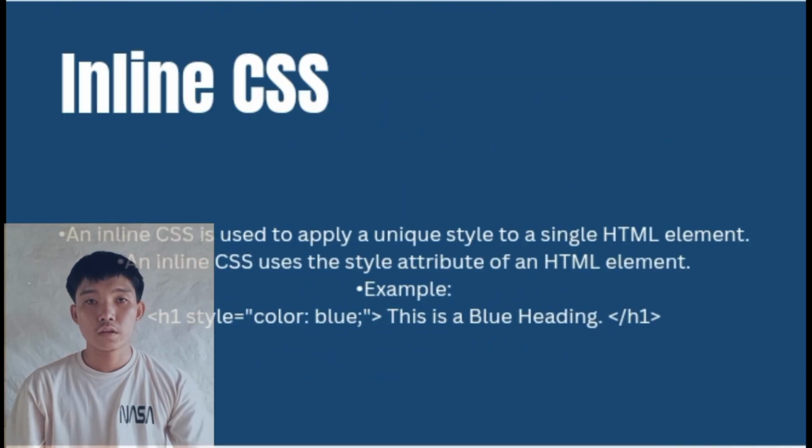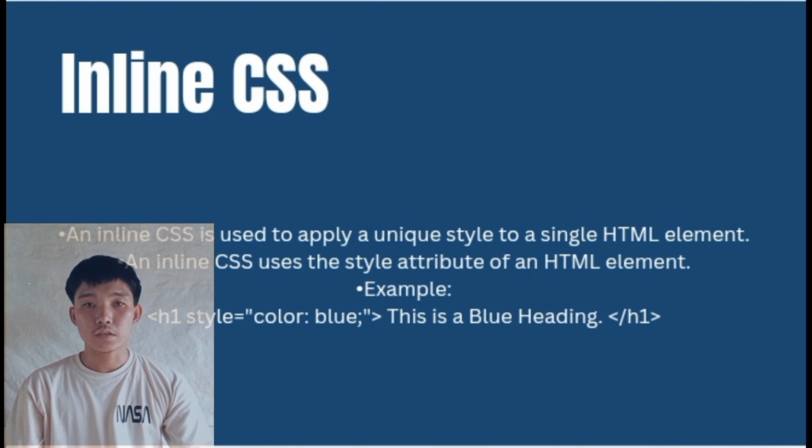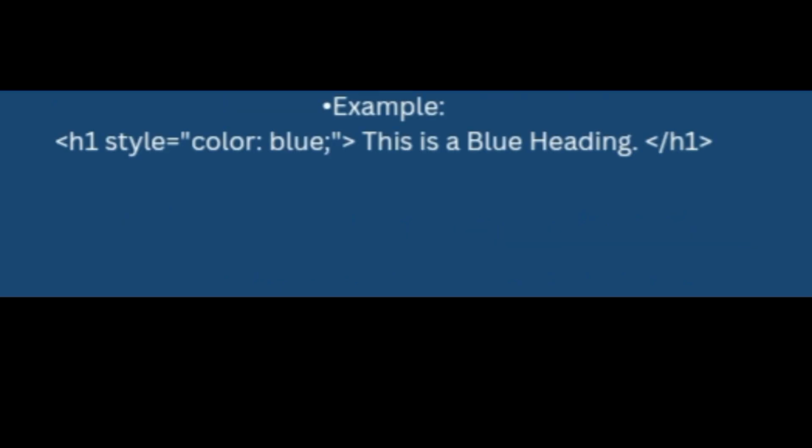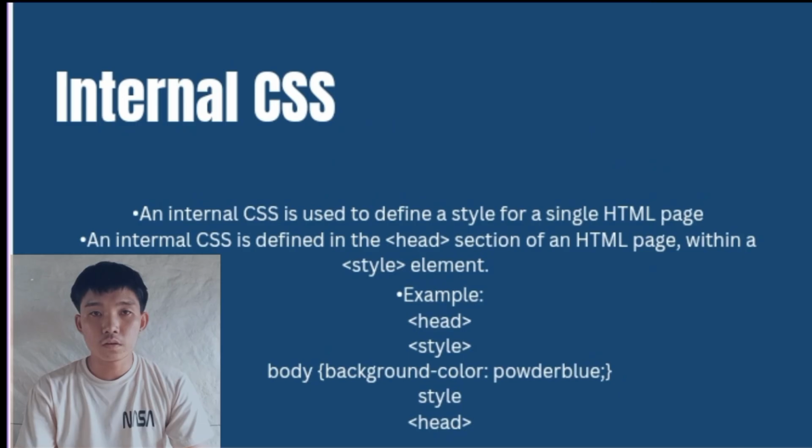Inline CSS. An inline CSS is used to apply a unique style to a single HTML element. An inline CSS uses the style attribute of an HTML element. Example. Internal CSS. An internal CSS is used to define a style for a single HTML page. An internal CSS is defined in the head section of an HTML page within a style element. Example.